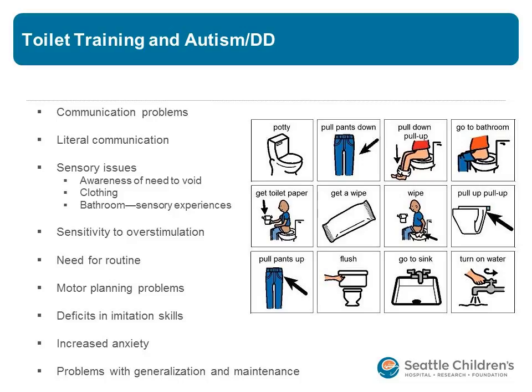Sometimes kids with autism and developmental disabilities have problems with motor planning, which can, of course, interfere with things like getting up on the toilet, getting off of the toilet, again, some of that awareness and ability to acknowledge the need to void the bowel or the bladder. Oftentimes deficits in imitation skills can interfere.